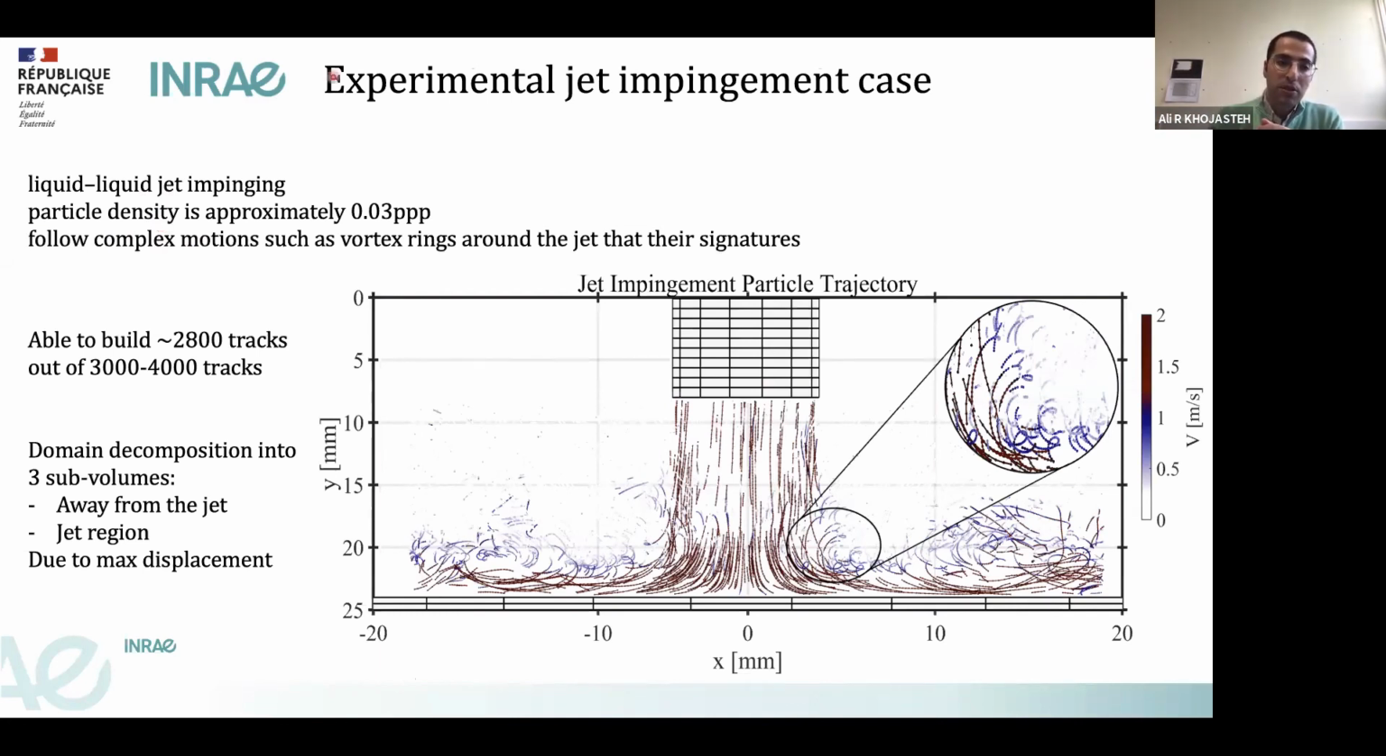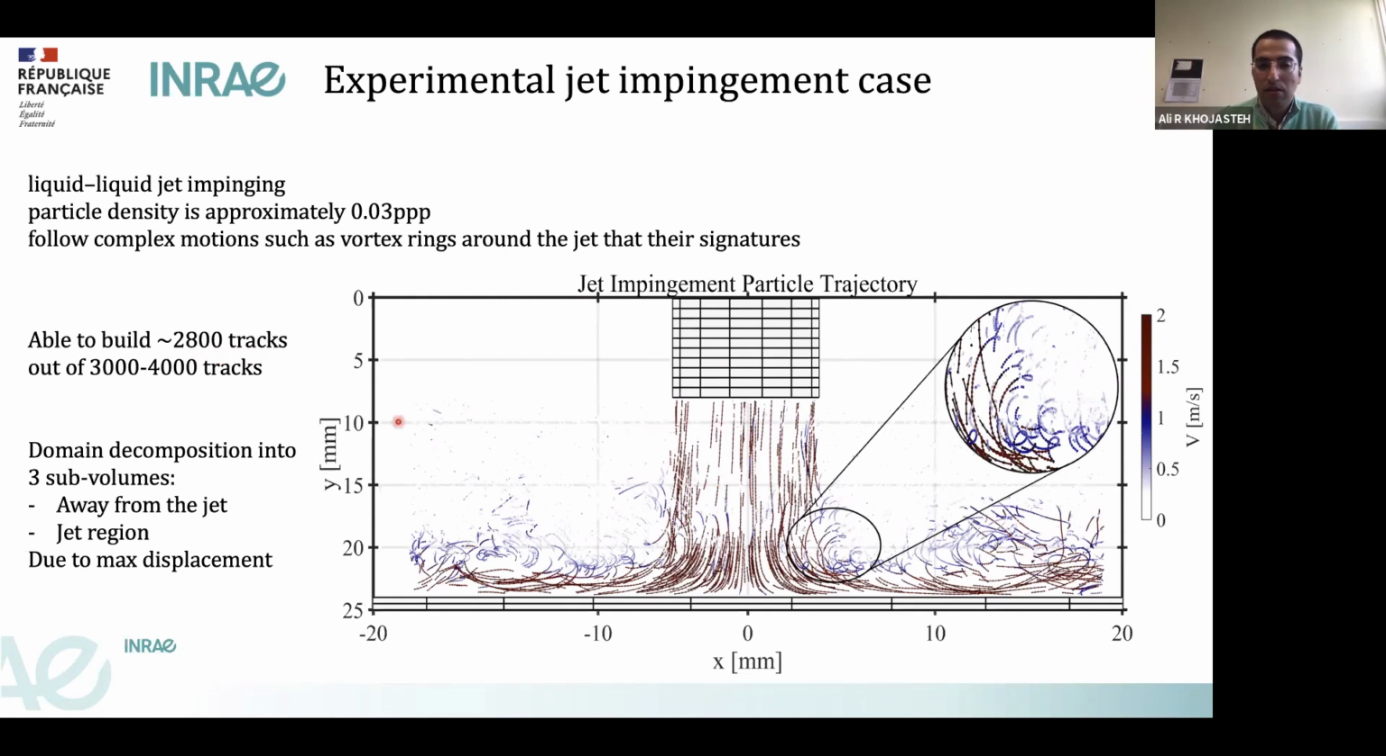In the jet impingement case, we have a density of 0.03. And here you can see trajectories. We only used IPR to reconstruct positions, and we didn't continue with Shake the Box or KLPT. We just tried to reconstruct based on LCTI. And it's really good to say that we could build almost 2,800 tracks out of 3 to 4,000. So this is over 70% that you could track from your IPR.